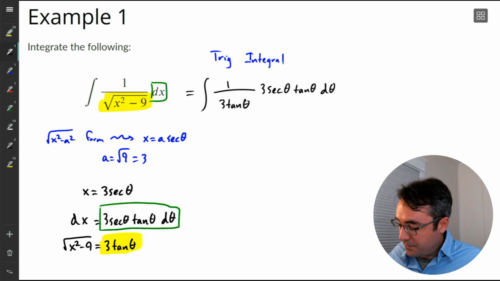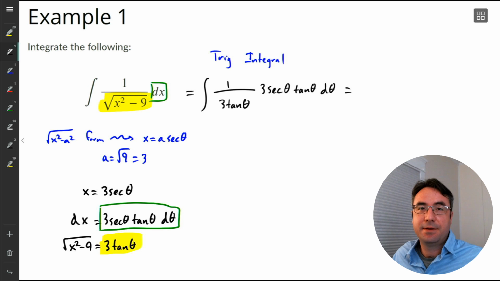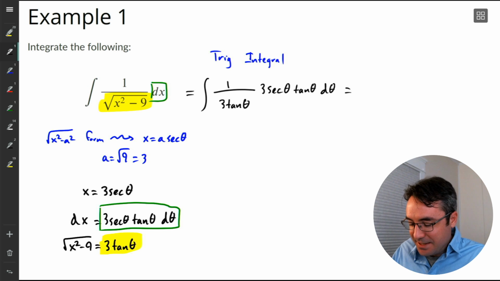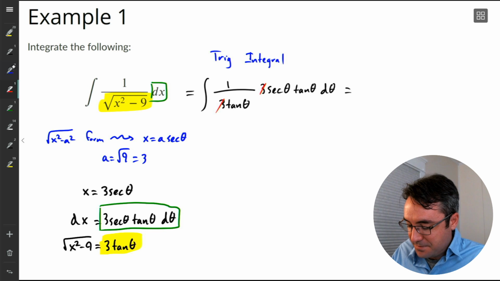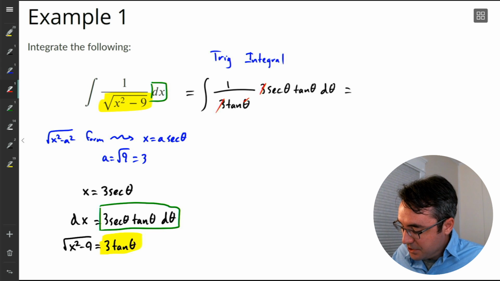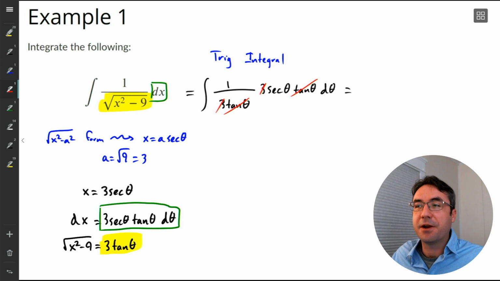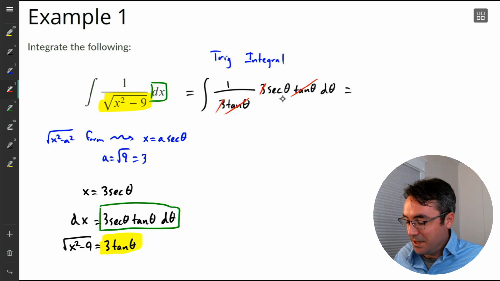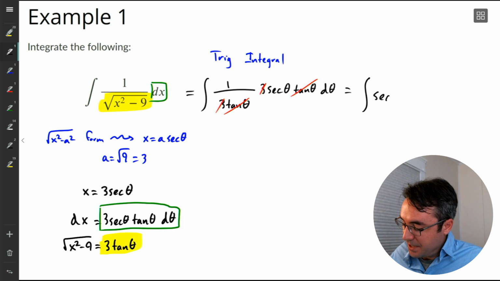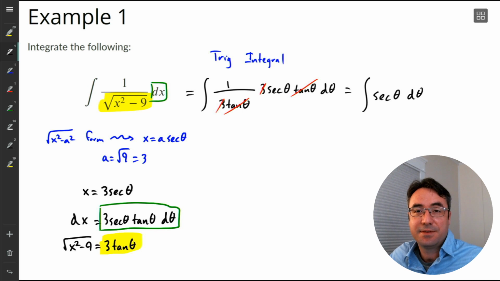So now we want to simplify as much as we can. And this is kind of the fun part, because a lot of times when you put all these pieces together, you get a lot of canceling. So let's look at this. The 3's are going to cancel. What else? Well, we have a tangent down here and we have a tangent up here. So those are going to cancel. And once all the dust settles, this comes down to just knowing the integral of secant theta d theta. Everything else just got canceled off.